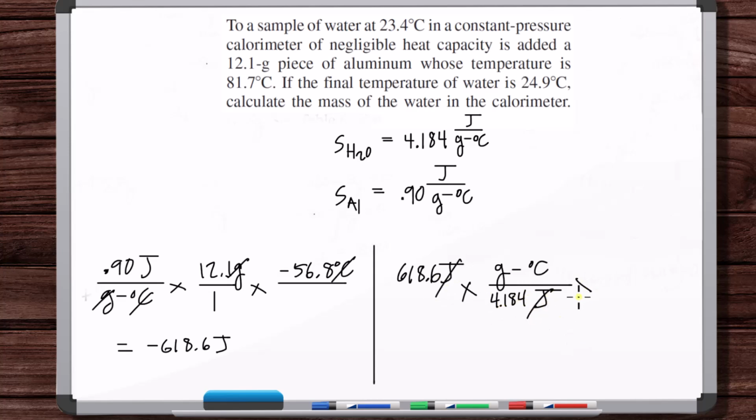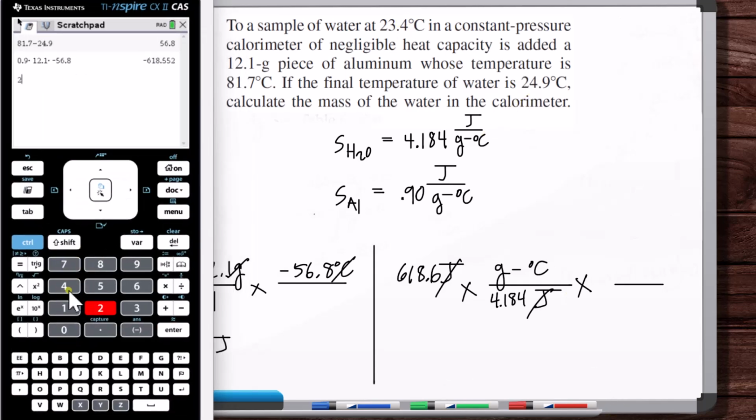Okay. Now we just need to get rid of this degrees Celsius so we can get to grams. So what is the delta T? Well, it's 24.9 minus 23.4. It tells us the final and initial temperatures of the water. $1.5.